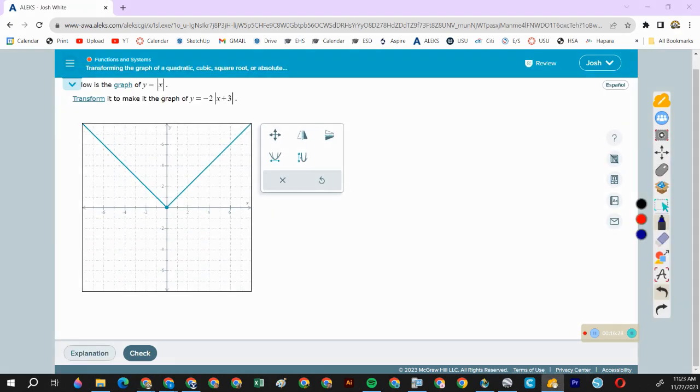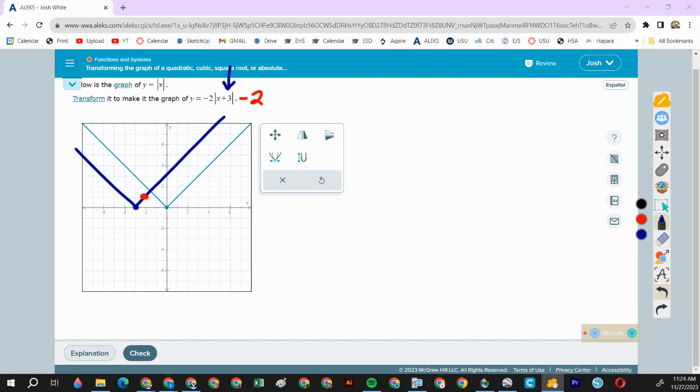All right. This is a basic absolute value function. What is the plus 3 on the inside going to do? Move it left 3. So here is my graph. Okay. What is the negative 2 going to do? Now, if I had minus 2 over here, that would be down 2. We're going to multiply by negative 2. So all of the y values get multiplied by negative 2.